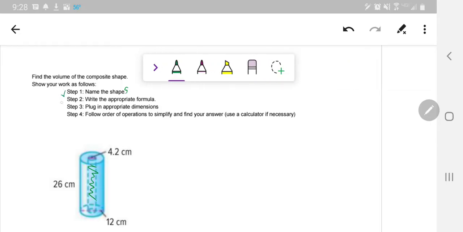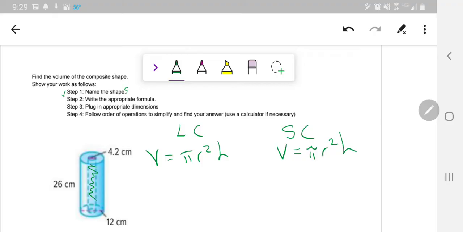Still, we follow the same steps. We're going to name the shapes. So I'm just going to call this large cylinder, small cylinder. And we're going to get the volume formulas down. Step 2, write the formulas. So that's not area, I'm doing that in 7th grade. Volume, pi r squared h. Same thing for the small cylinder. That's going to be pi r squared h.